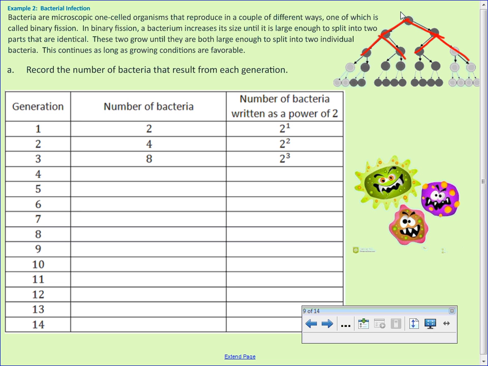So let's take a look at this chart and record the number of bacteria that result from each generation. So our first split, 1 generation gave me 2 bacteria. So that's 2 to the first power. So then 2 generations, here's 1, here's 2, gave me how many? 8. So that's 2 to the third power. So take a minute now, and with your calculators, fill in the chart.